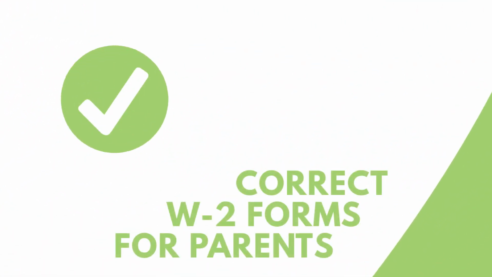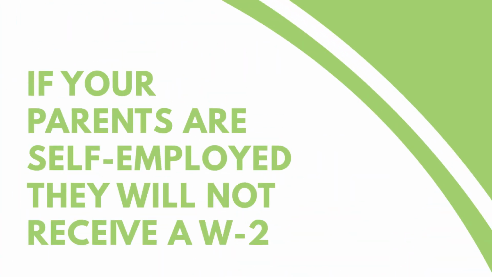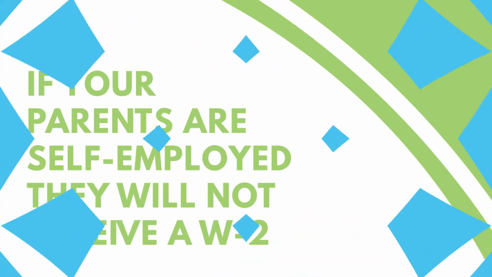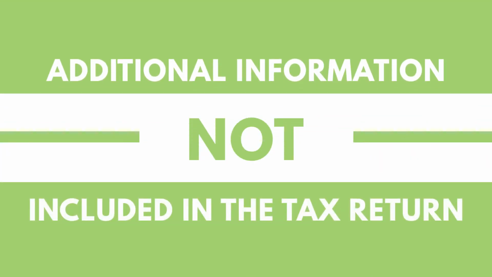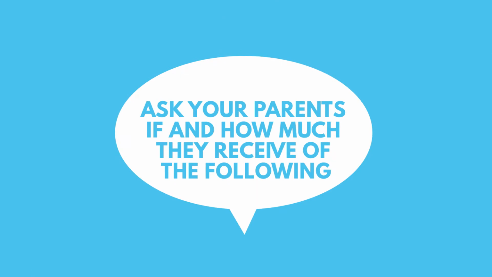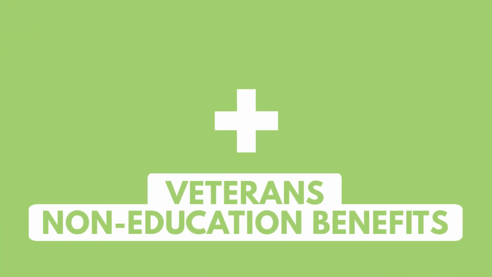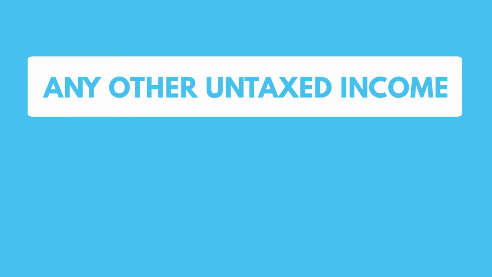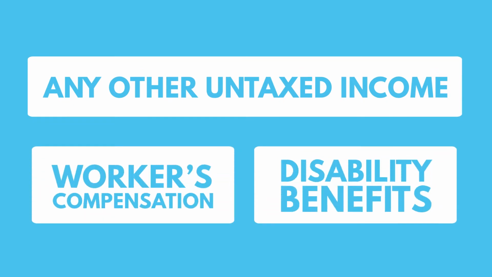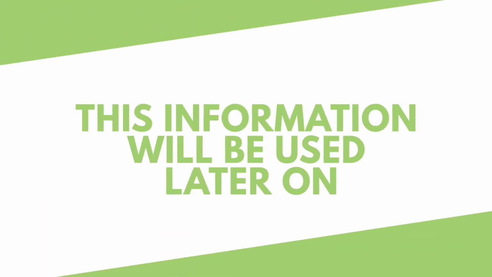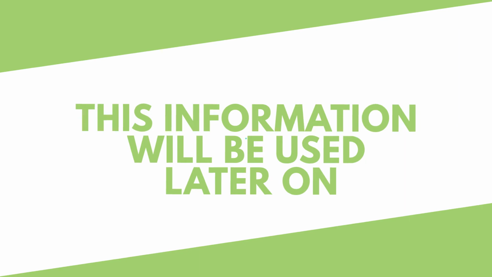2. Correct W-2 forms for your parents. If your parents are self-employed, they will not receive a W-2. 3. Additional information not included in a tax return. Ask your parents if and how much they receive of the following: child support, living allowances, veterans non-education benefits, any other untaxed income such as workers' compensation or disability benefits. This information will be used later on.